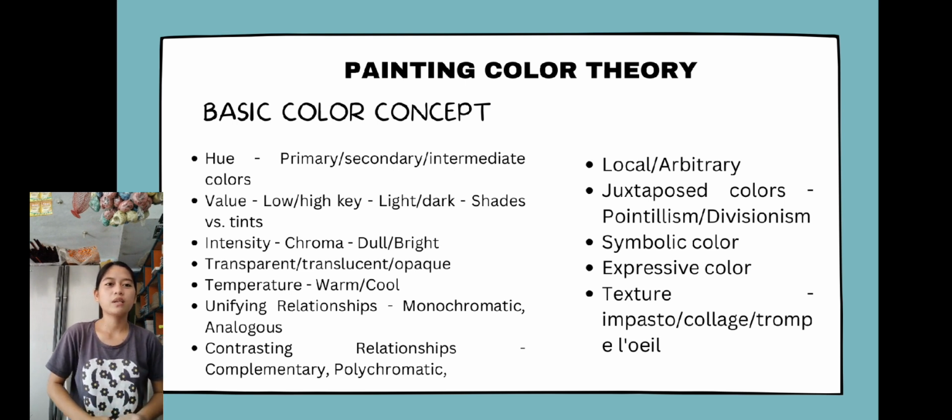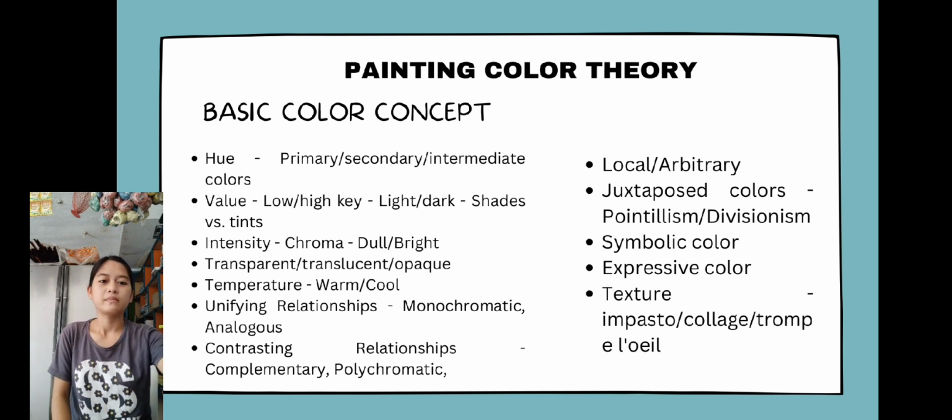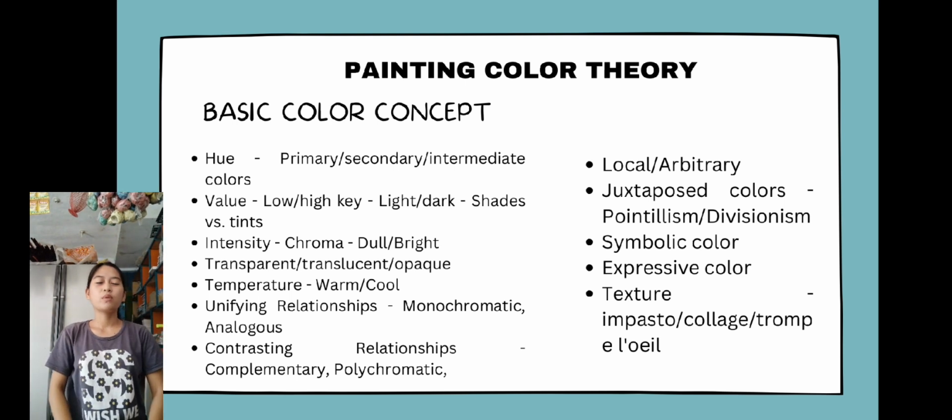The second one is value. When we say value, it's low or high key, light or dark shades. In painting, it is the shading, whether you make it light or dark. That is value. The third one is intensity: dull or bright. Next, temperature: warm or cool.